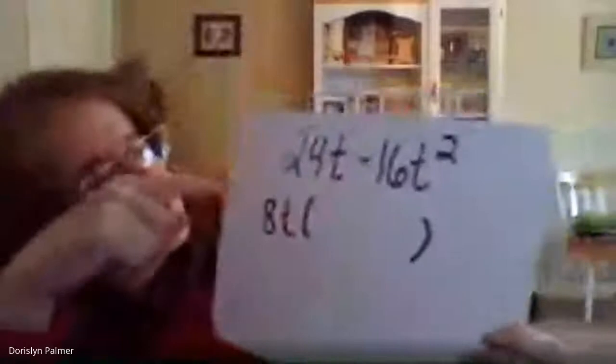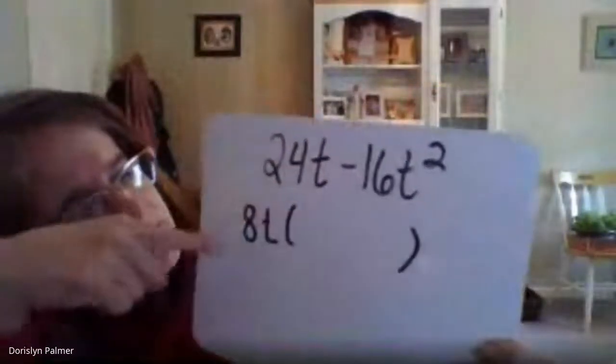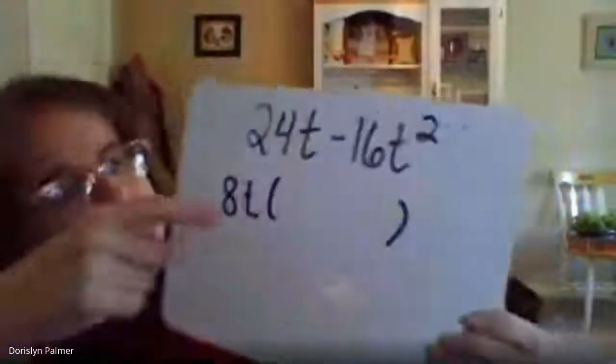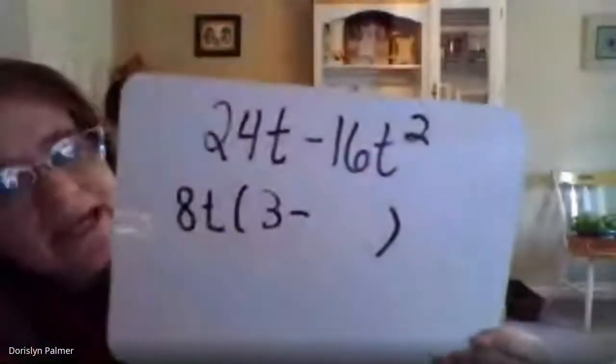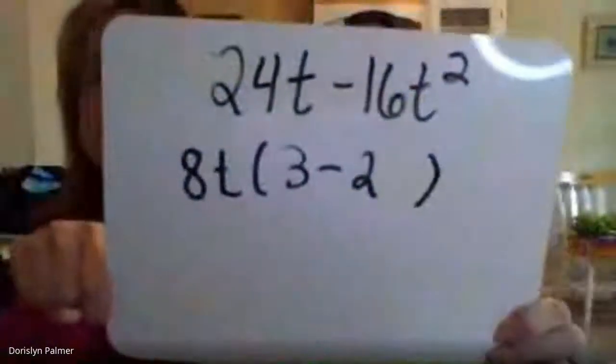So Gavin, 24t divided by 8t. What's going to go here? 3. And then the minus sign. What goes next? 16t squared divided by 8t. 2. And do we have any t's left? t squared divided by t is just t. 2t. Good. Okay, so that's the factored part.